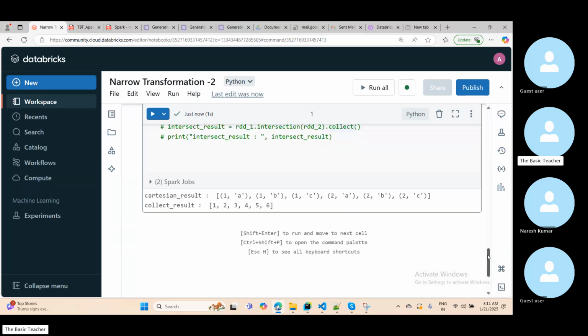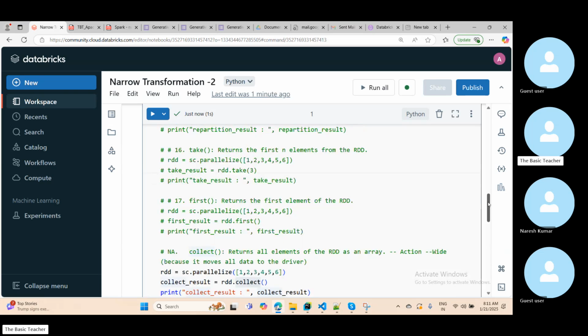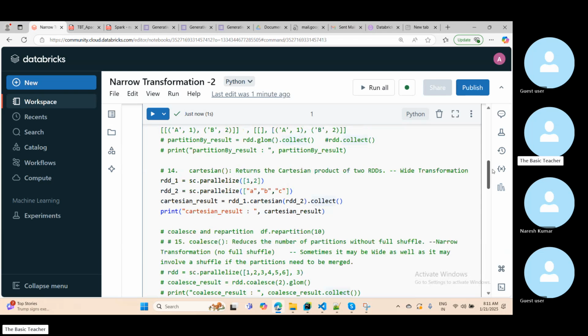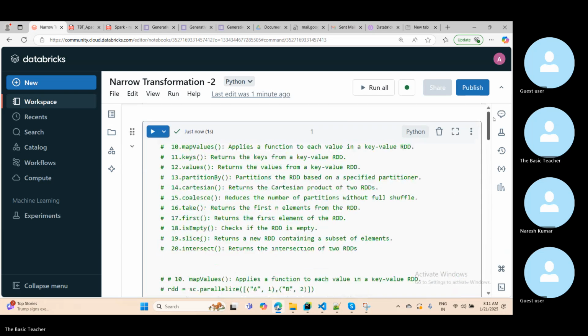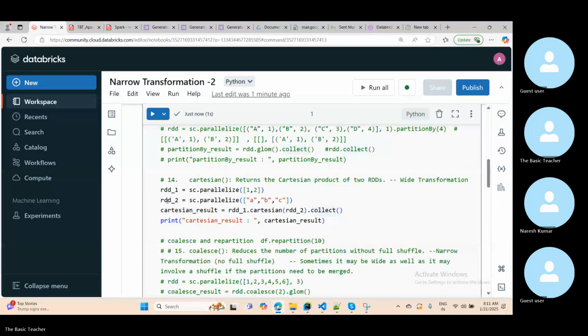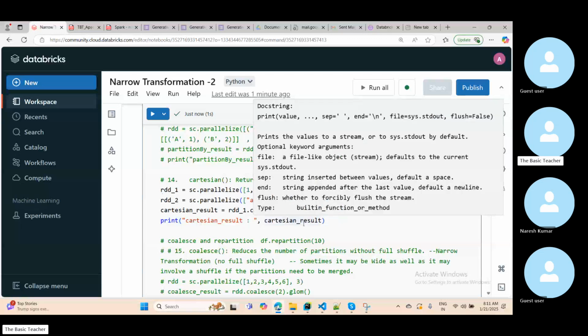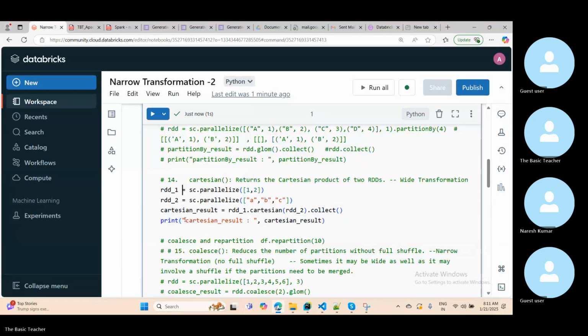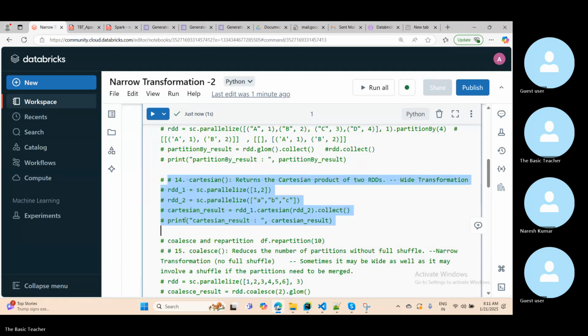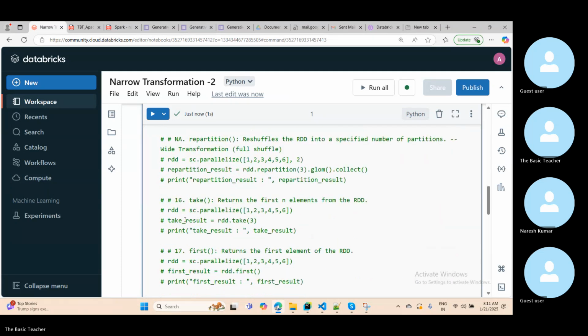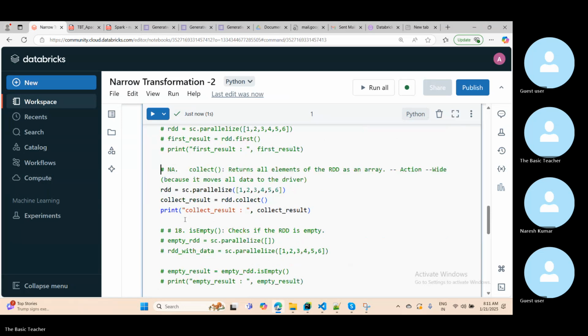What does take do? This is simply collecting the output, okay? Nothing else. And where is the Cartesian output getting printed? This one. So let me comment this one as well. Now we have is empty.